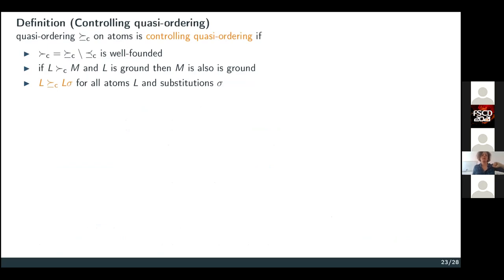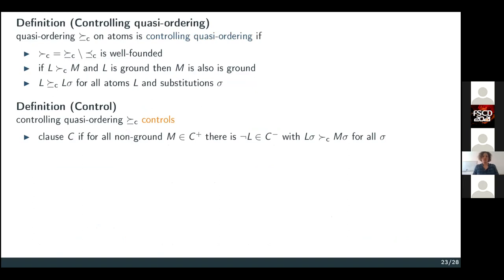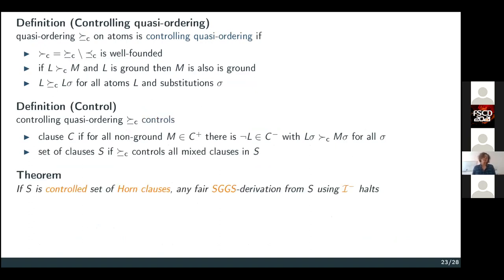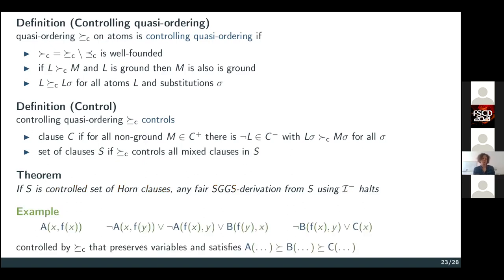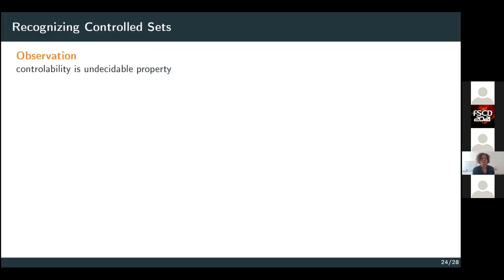We demand that L is greater or equal than L sigma for all substitutions sigma. We define control in a similar way as we define restraintness, namely that atoms of negative literals are larger than atoms of positive literals. Now we also demand this for substitutions. But we obtain in the end the result about Horn clauses. So if we have a controlled set of Horn clauses S, then SGGS derivations using I minus Horn terminate. Here is an example that can be handled by this criterion, but not by restraintness.